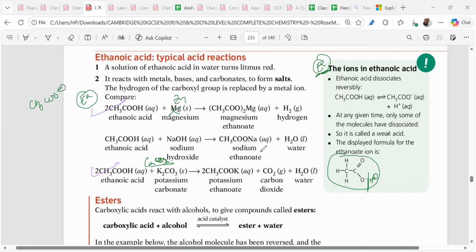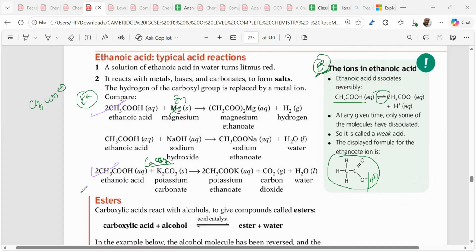Have you written this? Carboxylic acid, a weak acid. So what happens? You have to give the reversible sign. Whatever weak acid you are using, you have to give the reversible sign. That's a must, right? And it partly dissociates, we write. We use those words: it's partly dissociated, not fully dissociated.